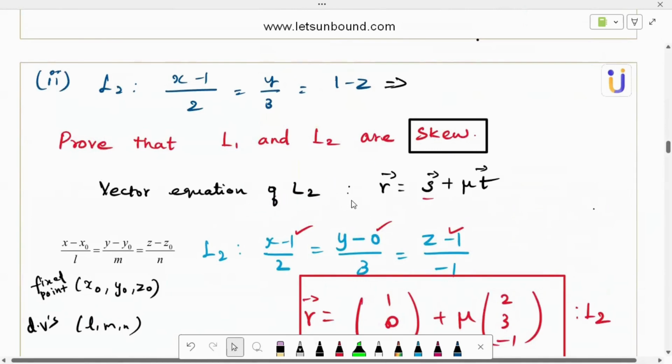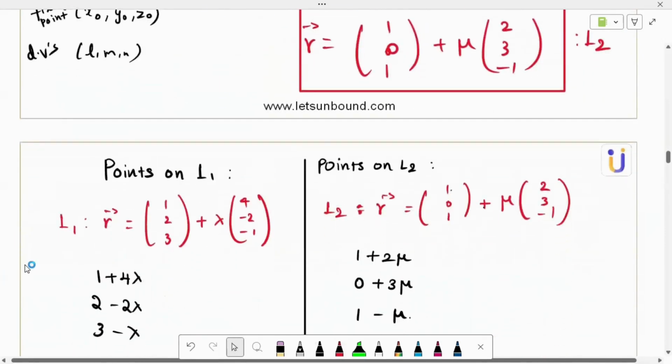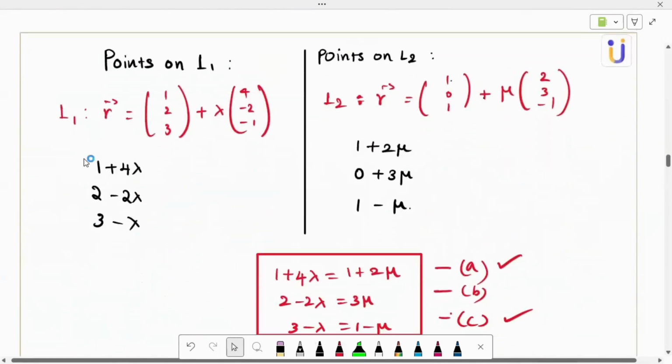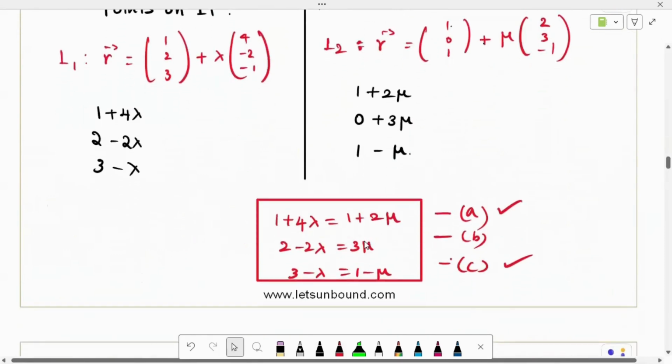First, the vector equation of L2 we are framing. Actually, the Cartesian equation is given, so the vector equation is formed. L1 we already have. So write the general form of points of L1 and L2 and equate the corresponding points. Make the simultaneous linear equations.